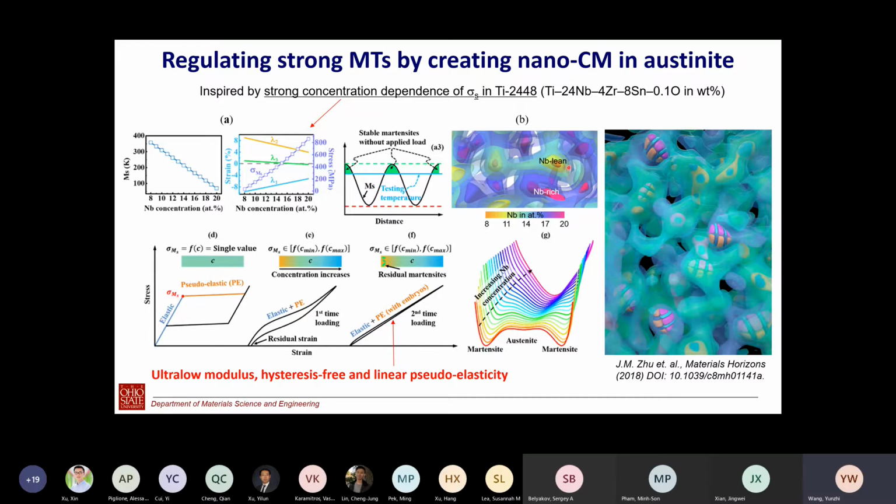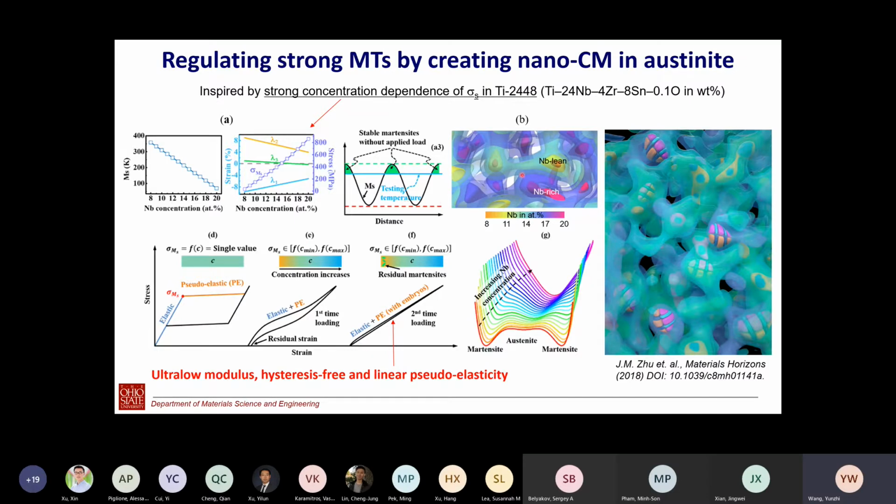If you can do so, you can convert this square-like hysteresis loop into a linear elastic, almost zero hysteresis loop. This is the intrinsic elastic modulus of the austenite. Now you can see this pseudo modulus could be many times lower than the intrinsic elastic modulus. So this is the idea. And then, of course, we tried to test the idea.